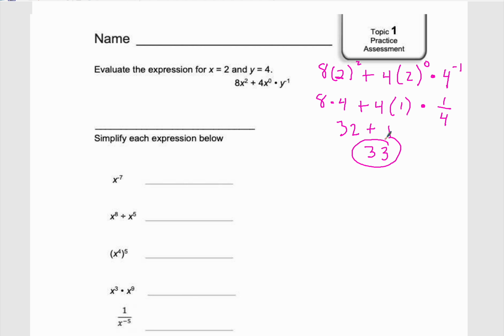All right. Everybody good with that one? I need to clear it so I can move to the next one. Move my paper up here. Clear.